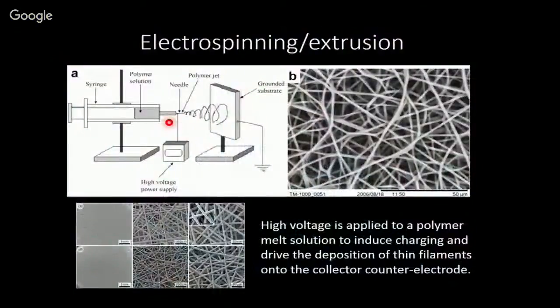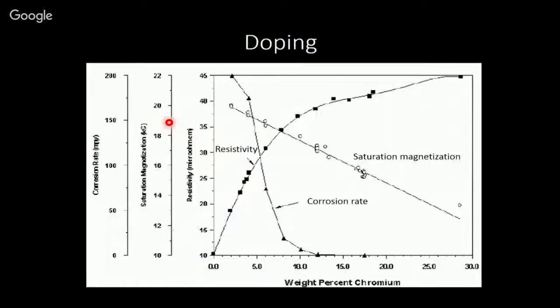Because why do you need pores? The cells need to grow somewhere, right? So if you work with a scaffold. Doping is another thing. You want to dope your material sometimes with other elements. Why? Because you want to improve certain properties. Let's say if you work with steel, you can dope steel with anti-corrosive elements, so you can reduce the corrosion rate.